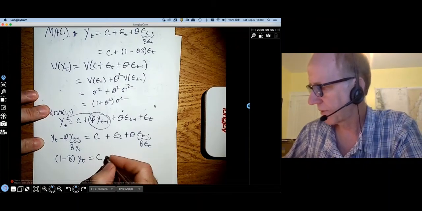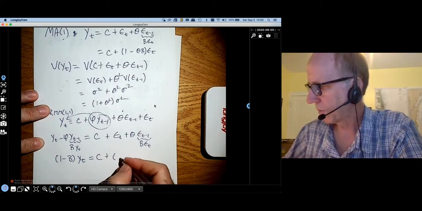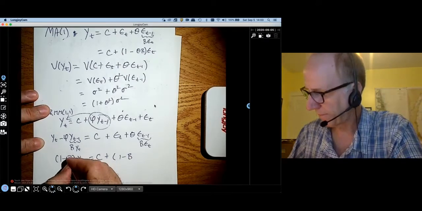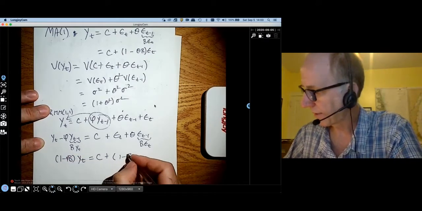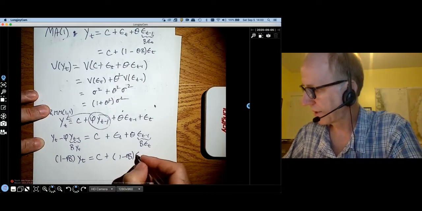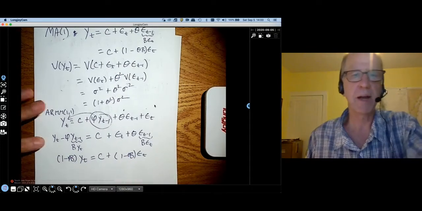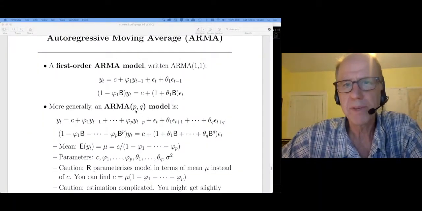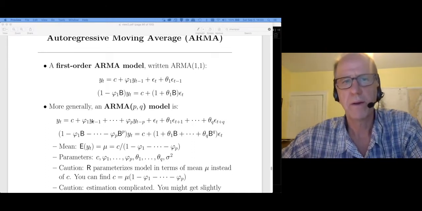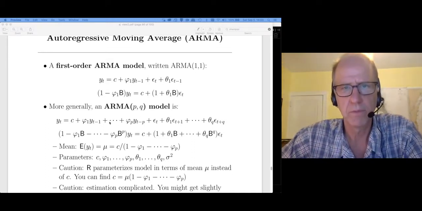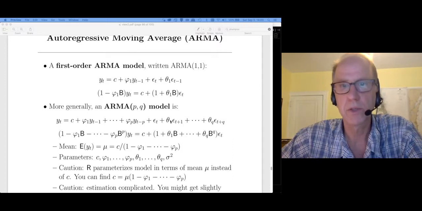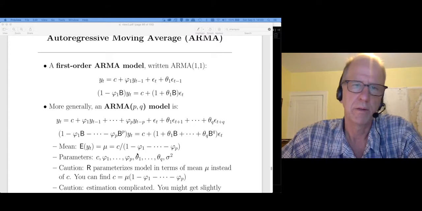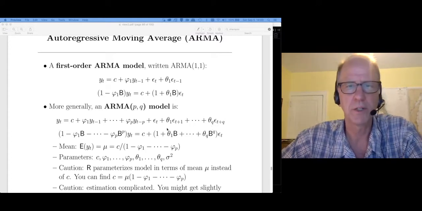On the right hand side we have c plus, well, 1 minus, oops, I forgot my phi here, and I forgot my theta here, times epsilon_t. And so that's our backshift notation. We can also generalize this. So an ARMA(p,q) model would have p lags of y in it, as well as q lags of the epsilons. And we have our corresponding backshift notation.